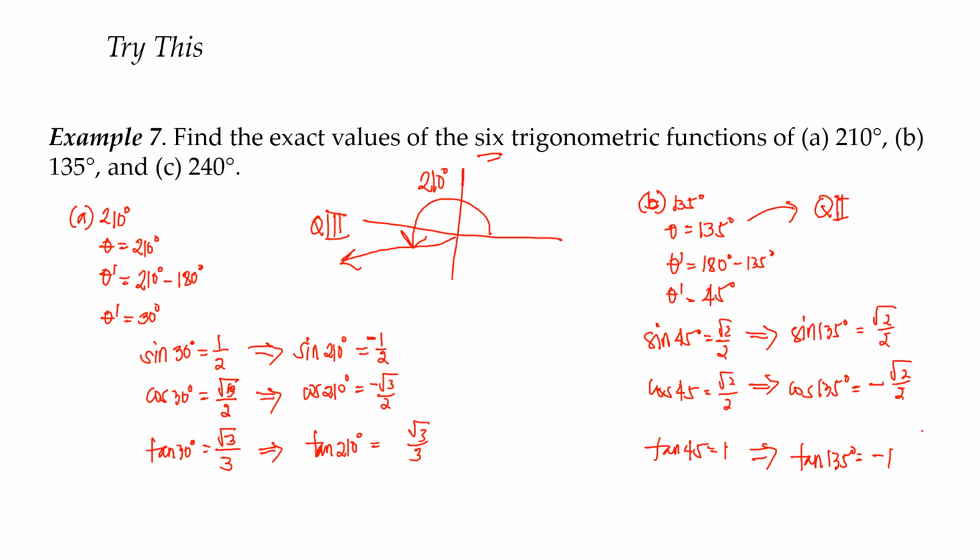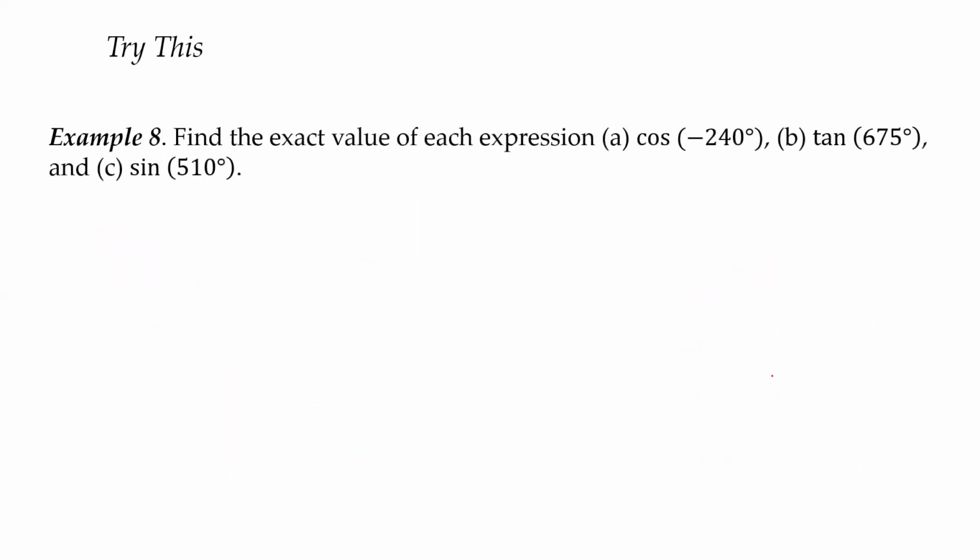Okay, so for our letter C, 240 is somewhat the same as our A, but of course, they will not have the same value, but the algebraic signs will be the same, since 240 is greater than 180 but less than 270. So sine of 240 will be negative, cosine of 240 will also be negative, but tangent of 240 will be positive. Next, example 8. Let us do this in the next video because this one is already long.